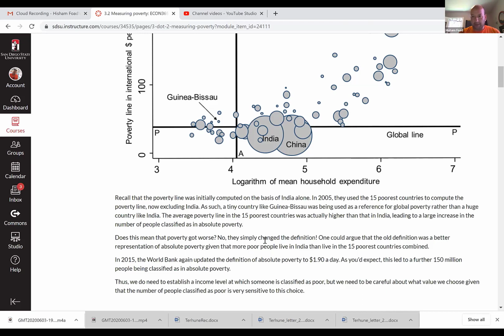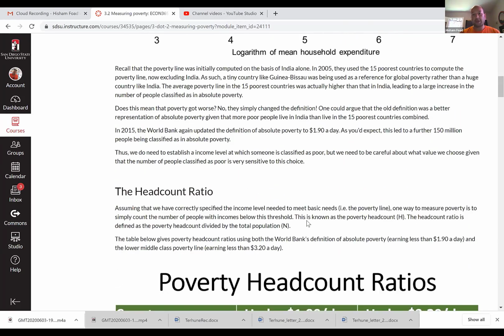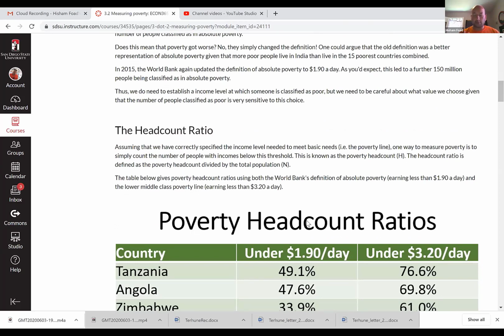Okay, so once we have a definition of absolute poverty, and again, if we use the same definition for everybody, then we can at least make cross-country comparisons, right? But let's say $1.90 is an appropriate definition of absolute poverty. Then we can do two things to measure poverty in a country. The first is something called the headcount ratio. So the headcount ratio is quite simple. It's basically you count the number of people in a country that are below some poverty line. So we could use $1.90 a day.